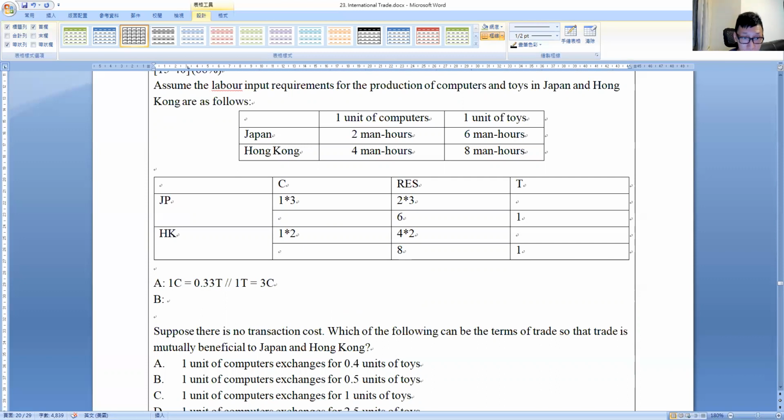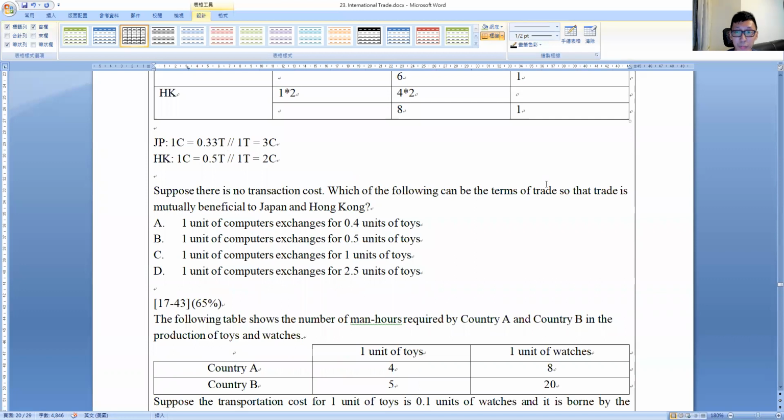Now for not country A, this is Japan, right? Then for Hong Kong, it will be 1C equals 0.5T, and 1T equals 2C. Okay, so which of the following terms would be beneficial to both Hong Kong and Japan? Of course, we are talking about 1 unit of C. So 1C to something lies between 0.33 to 0.5. Only one answer would work, and that would be our option A. Option A.